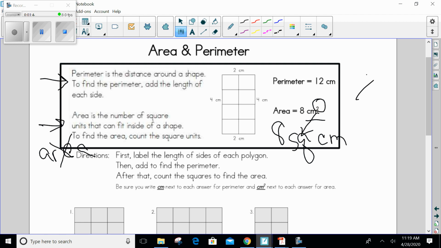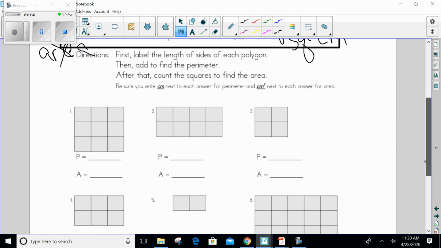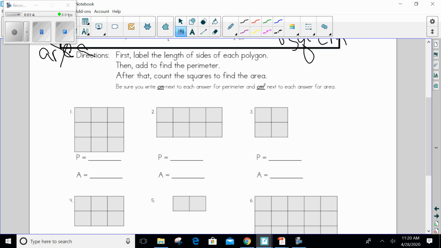First, label the length of sides of each polygon. Then add to find the perimeter. After that, count the squares to find the area. So let's find the length of each of the sides. We have 1, 2, 3. We have 1, 2, 3. 1, 2, 3. 1, 2, 3.